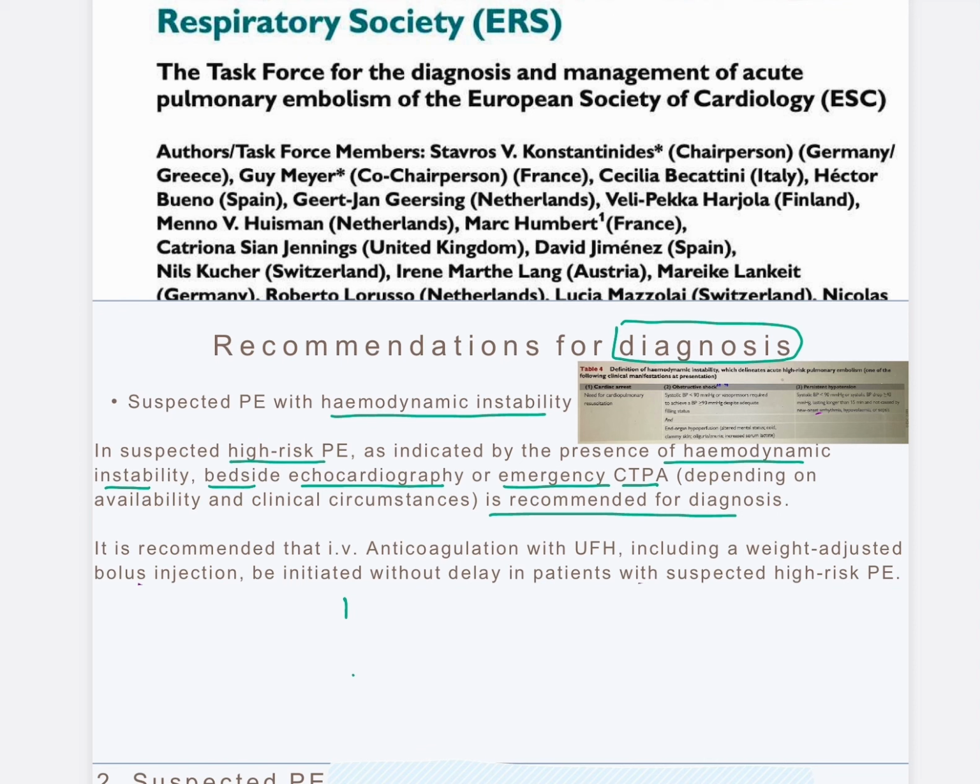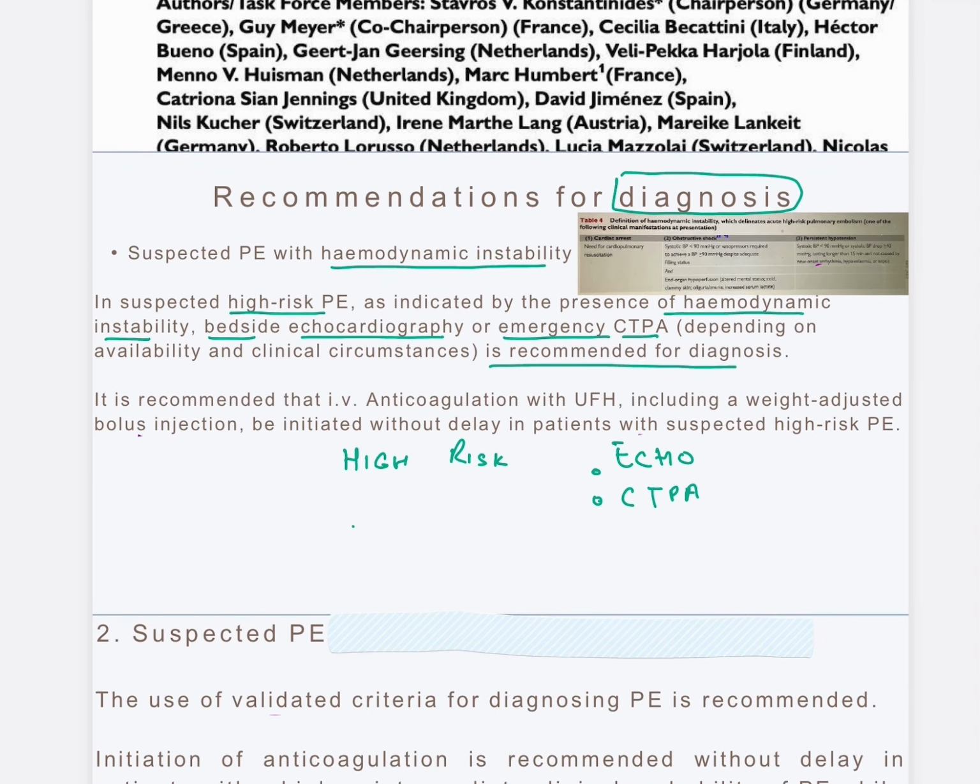So if they are a high-risk patient, you can either go for bedside echo or emergency CTPA to diagnose pulmonary embolism. It is also recommended that IV anticoagulation with unfractionated heparin, including a weight-adjusted bolus injection, may be initiated without delay in patients with suspected high-risk pulmonary embolism. So you should start treatment. Don't wait for the diagnosis.